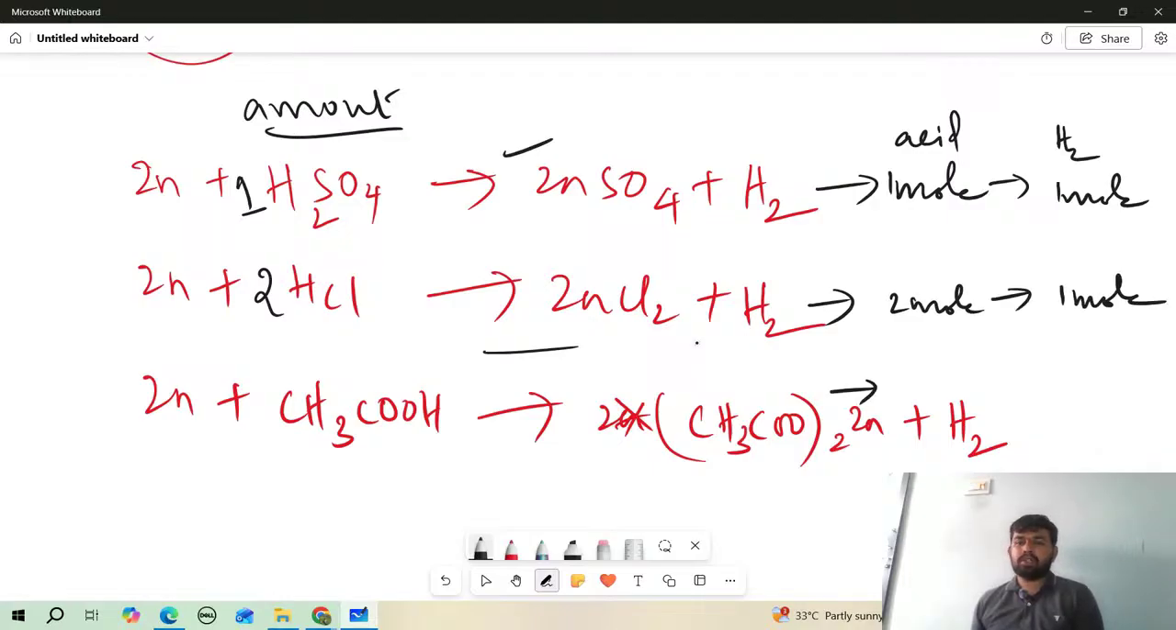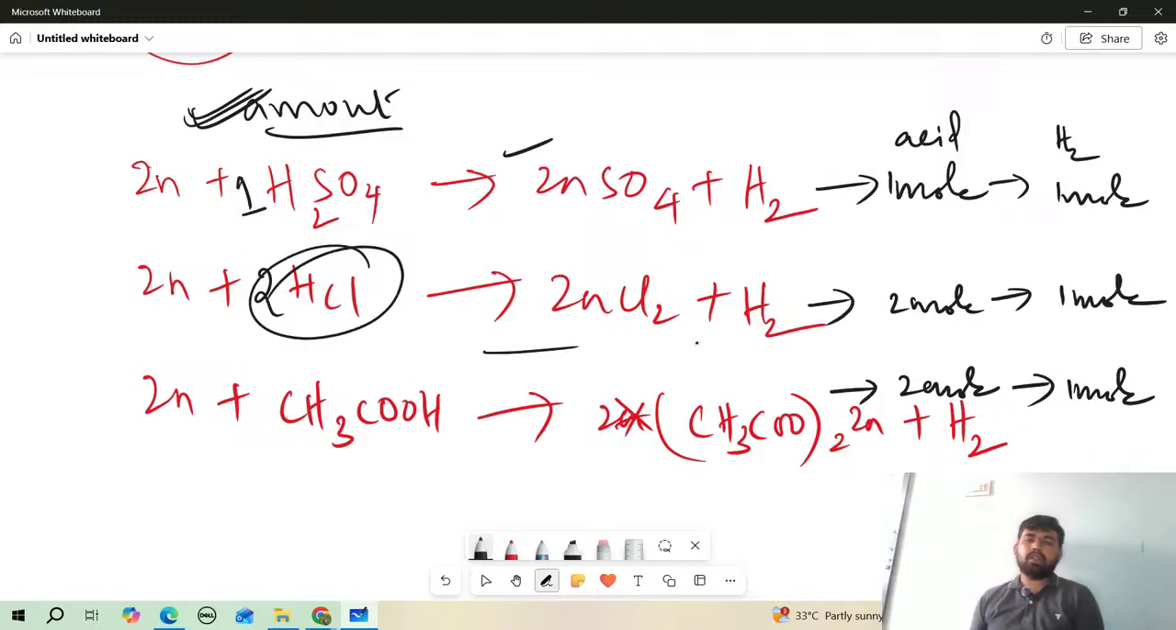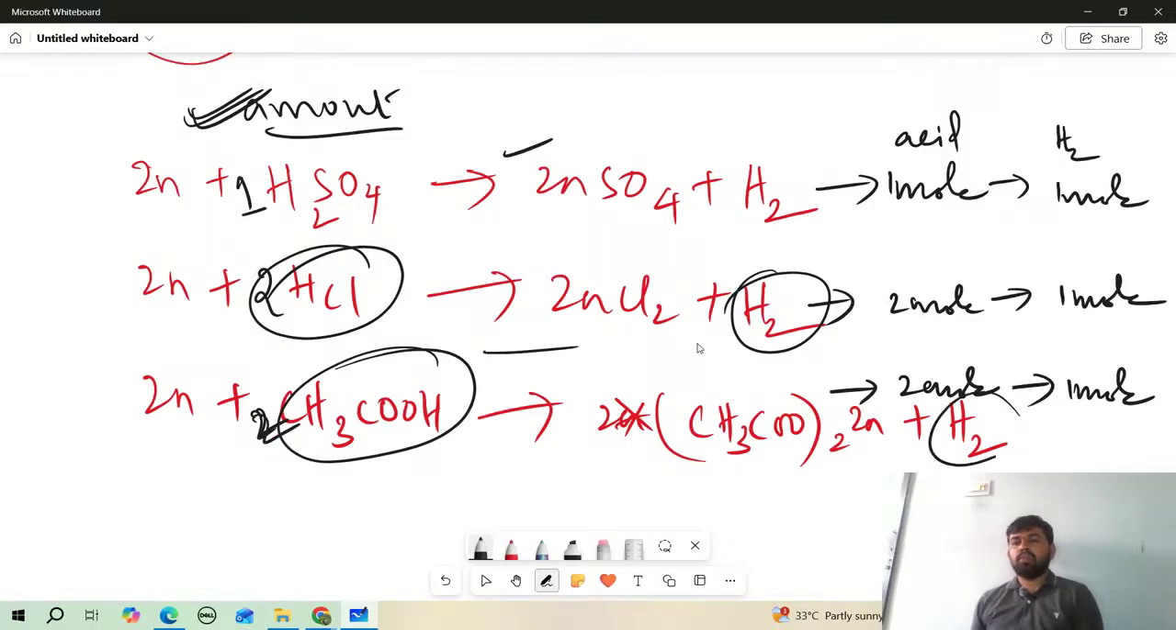Similarly, the same case here also. 2 moles of CH3COOH will produce 1 mole. It means when it comes to amount, 2 moles of HCl is required to produce 1 mole of hydrogen gas, and 2 moles of CH3COOH is required to produce 1 mole of hydrogen. You should think about this also. What may be one more way of asking the question?